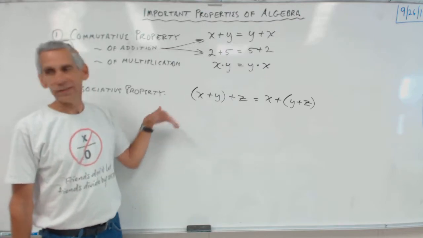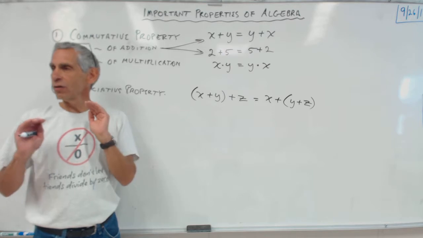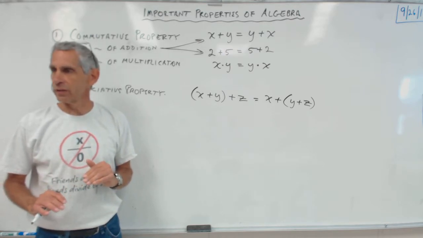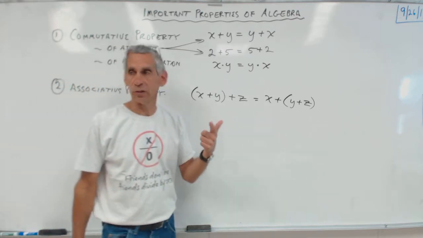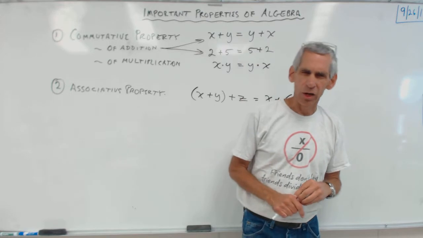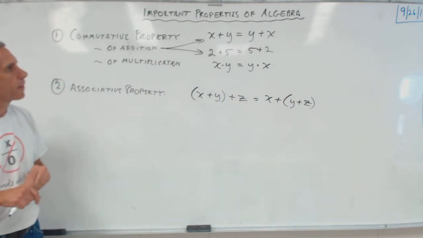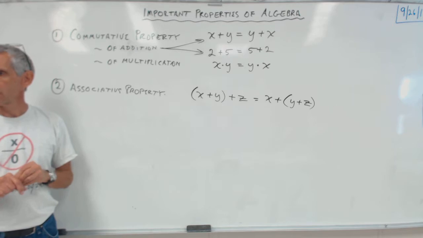So how can you tell the difference? Because once everybody sees it, they get it, but once I give you the homework, you're going to look at stuff and say, oh wait, which one is which, right? How can you tell the difference between commutative and associative? So the commutative property is the numbers are switching places, and the associative property is the parentheses.